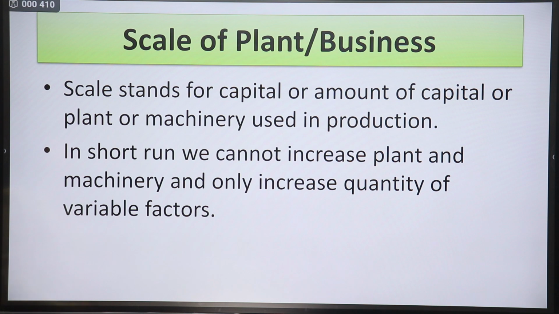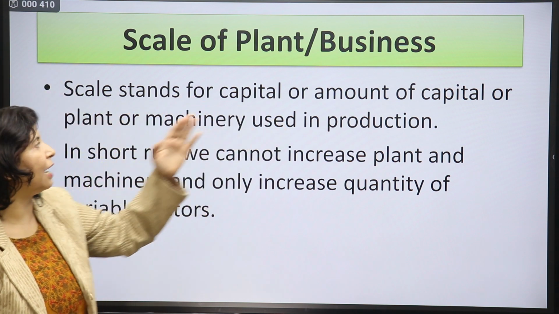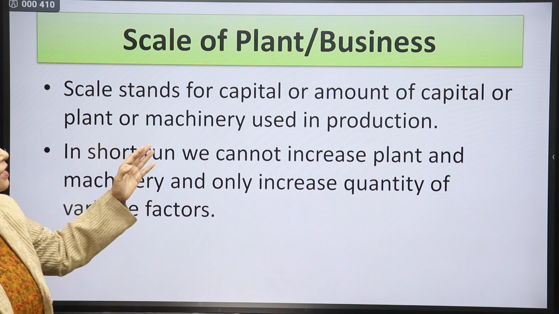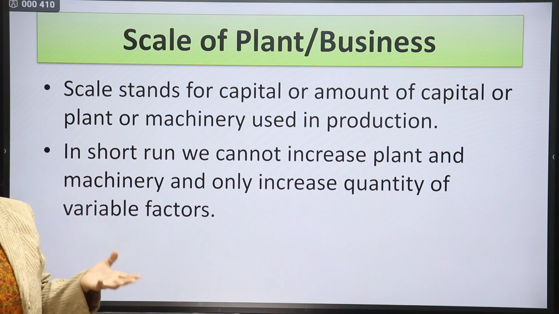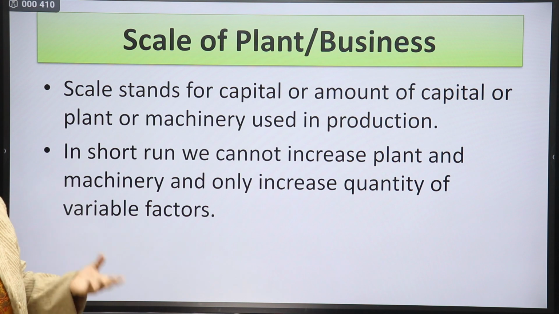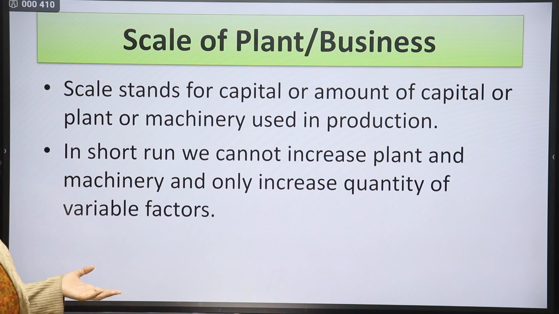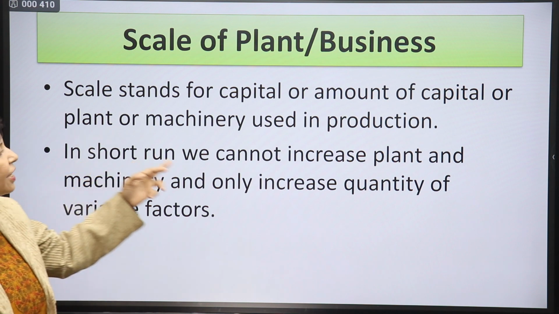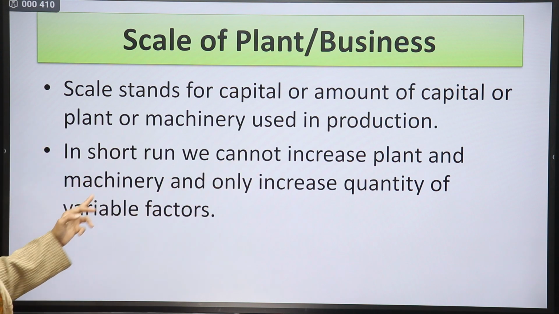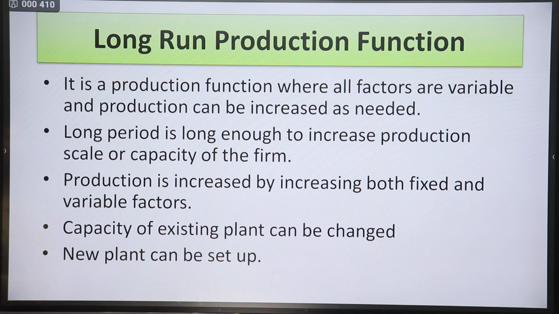Now scale of plant, what is that? Here's the definition. Scale stands for capital, or the amount of capital, or plant or machinery used in production. So scale is the plant or machinery that we use in production, or the amount of capital that we have. In the short run, we cannot increase plant and machinery and can only increase the quantity of variable factors. That means we can employ more workers only and no machines can be increased.